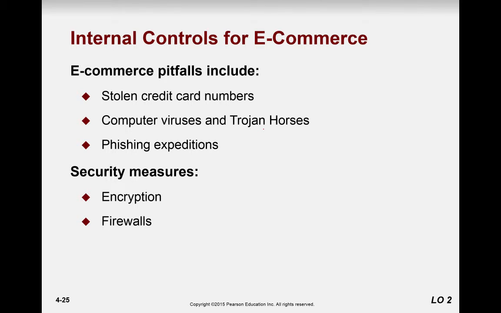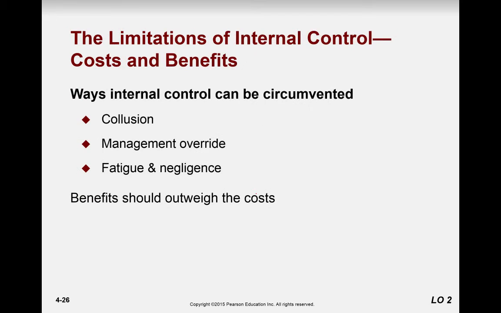Then internal controls, right? Some of the problems that happen with e-commerce or online buying, you might have your credit card number stolen, you might download viruses. So some ways in which organizations handle that is they have encryption, they have validation so that your credit card will be securely encrypted, they have firewalls so people can't get into them. Then the benefits of internal controls, and basically costs and benefits. The benefits should be greater than the costs, right? Cost-benefit analysis, as we call it in accounting.